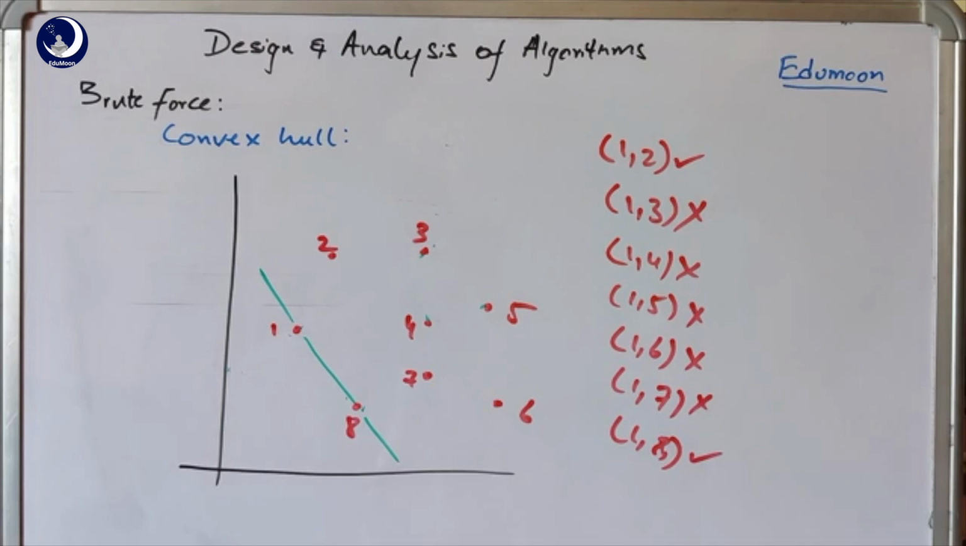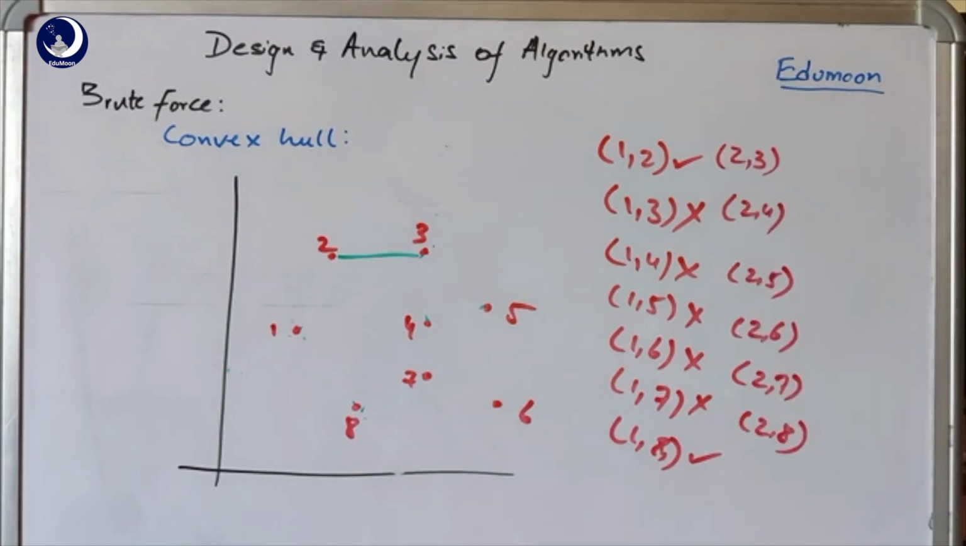So after checking all that, only 1, 2 and 1, 8 are the two lines with the combination of point 1 which are in the convex hull. Similarly, we repeat the process for the points 2, 3, 4, 5, 6, 7 and 8 also. Then for example, if I consider all the points that are in the convex hull, you can see that the points 4 and 7 are never in any pair of the points that are generated.